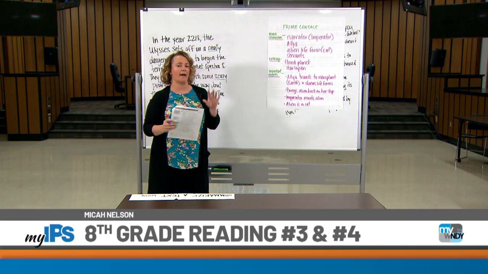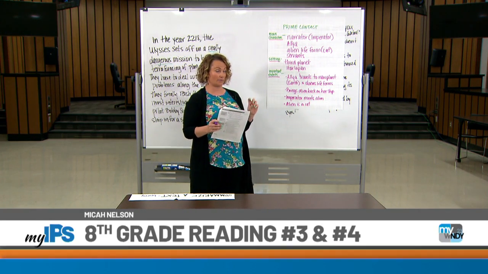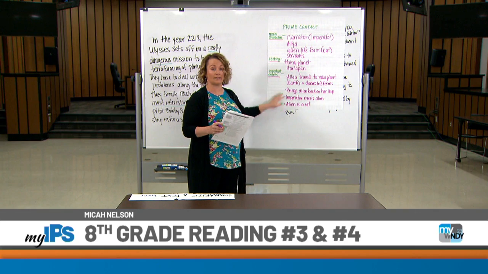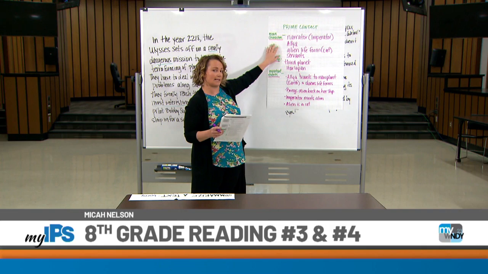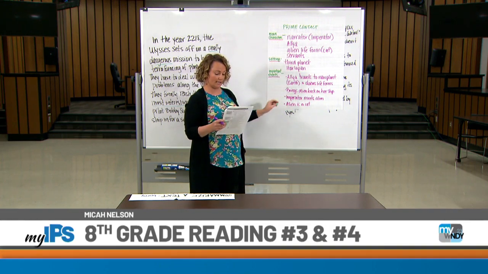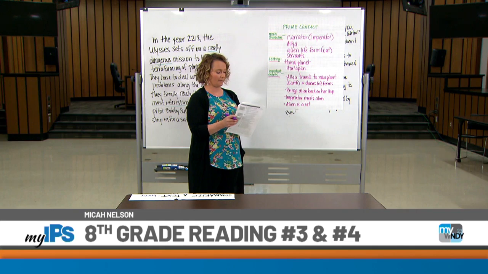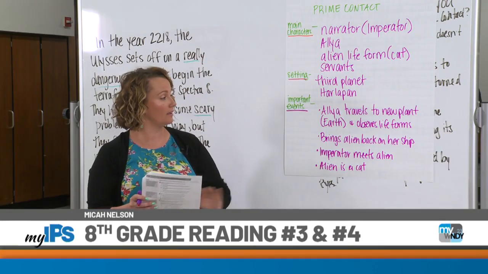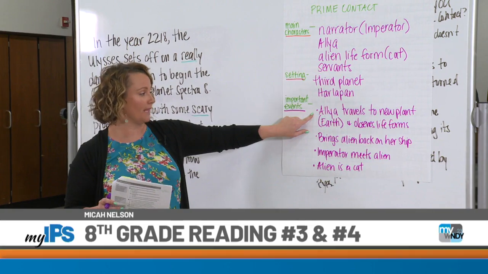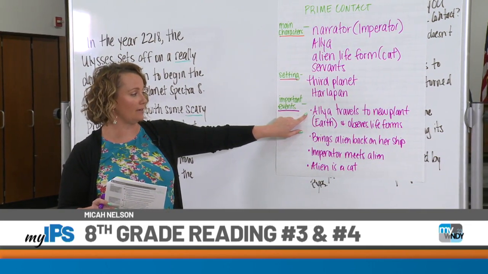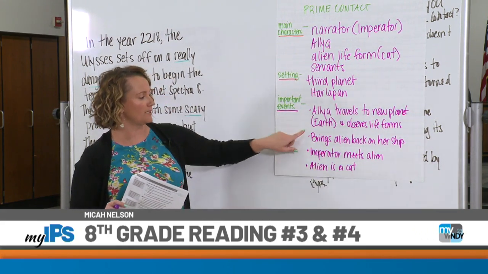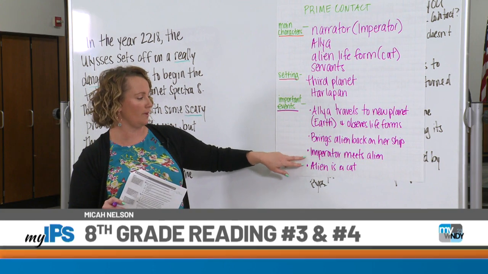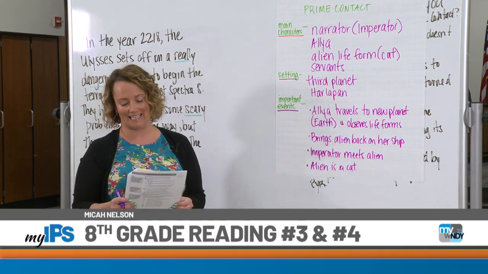So when you're thinking about summarizing that text that we read, these are the important things that you need to remember. So why don't you go back in the passage and circle or underline where you see these things? Okay? So again, important events. Elia travels to a new planet and observes life forms. She brings back the alien on her ship. The Imperator meets the alien, and the alien is a cat.